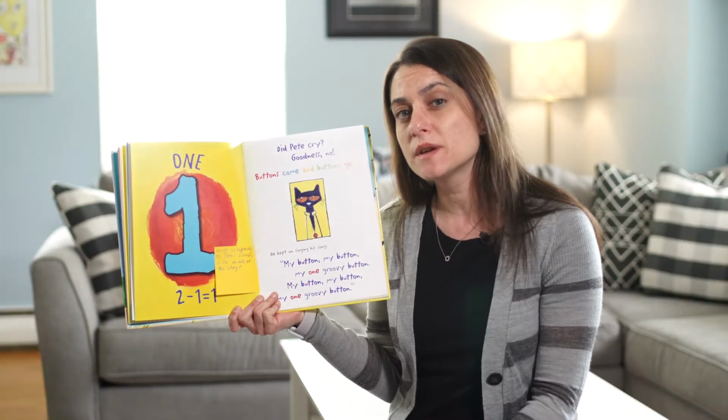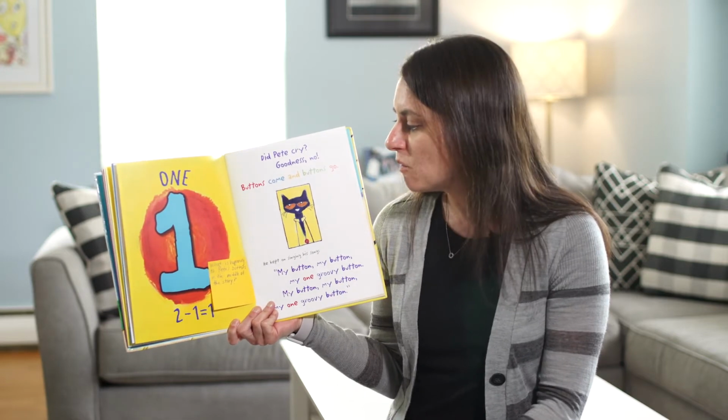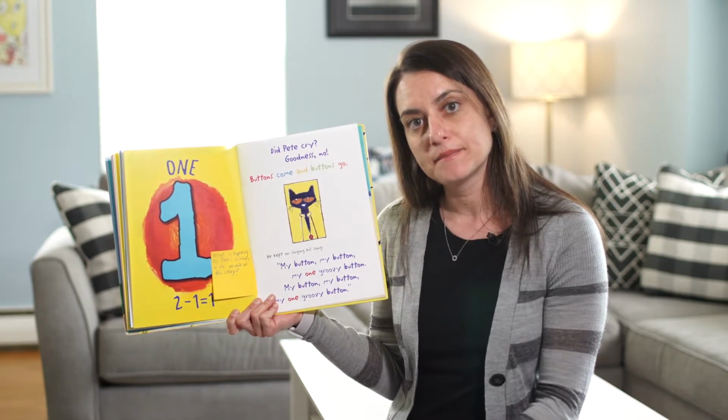So now I'm wondering if you can think about the middle of the story and tell me what keeps happening to Pete's buttons.